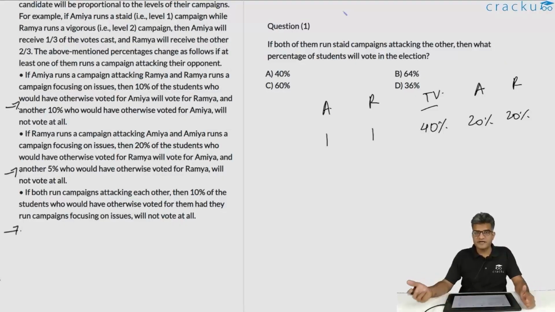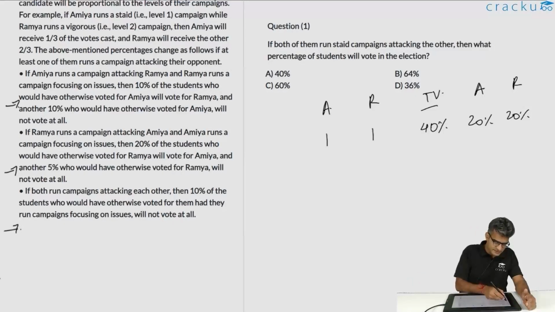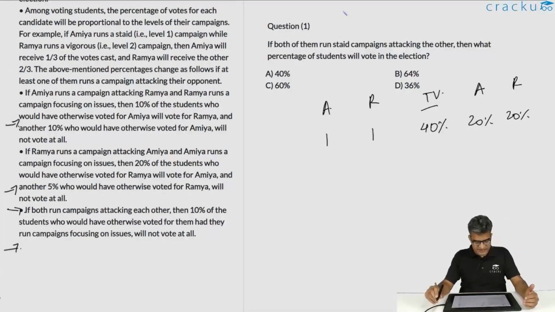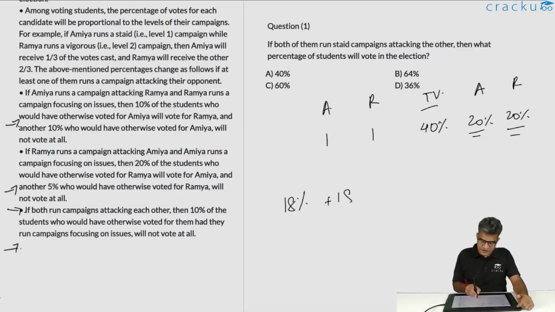Now, but both of them are attacking each other. So we are looking at this particular case. If both the students' campaigns attack each other, then 10% of the students who would have otherwise voted for them, had their campaigns run on issues, would not vote at all. So that would imply that this 20% becomes 18%. This 20% becomes 18%. So the total voting percentage becomes 36%, which is option D.